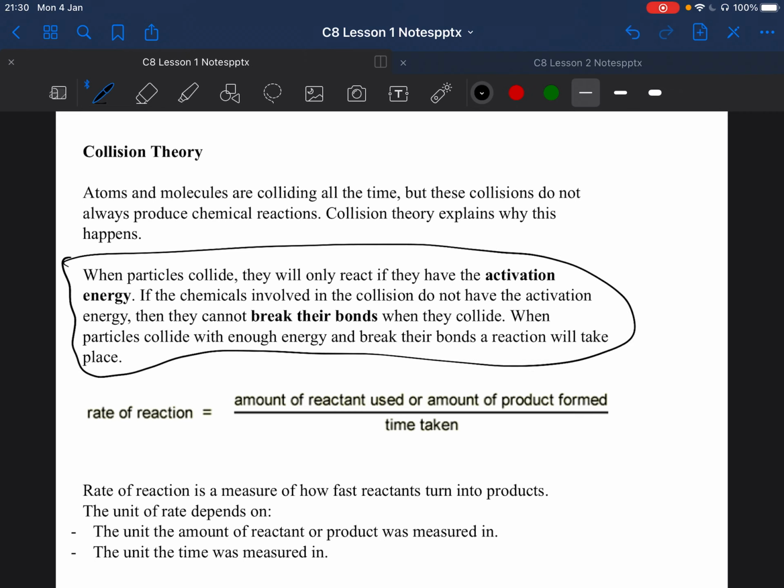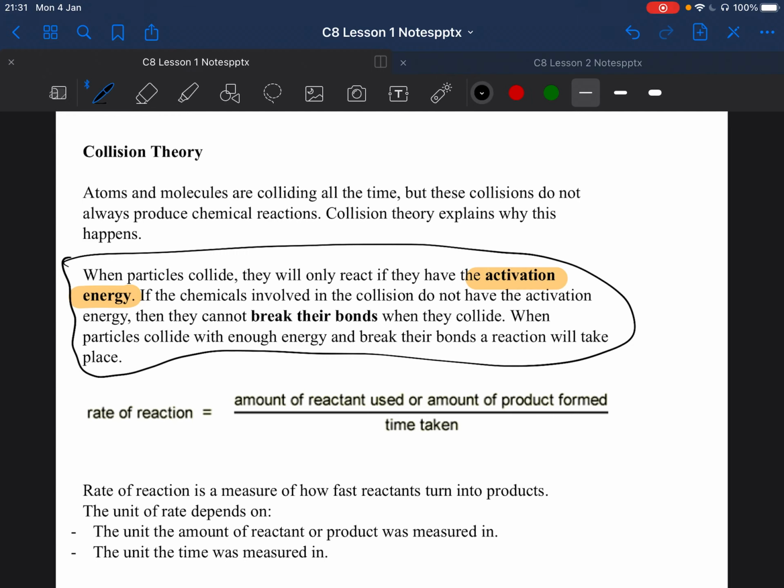Particles will collide and will only react if they have the activation energy. That is the minimum amount of energy that they need to break their bonds as they collide. If they have the activation energy, then their bonds will break, which will cause a reaction to happen and produce new products. This is what directly affects the rate of reaction. So if particles don't have enough activation energy, they can't break their bonds and they can't react, which would mean that the rate of that reaction would be very slow.